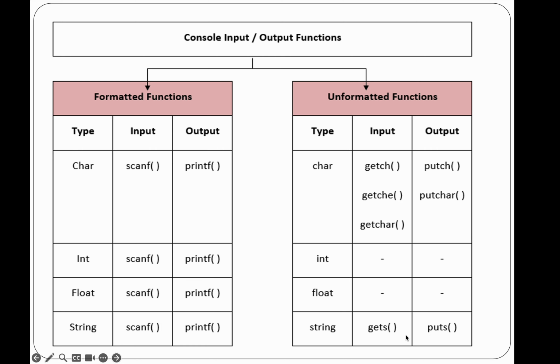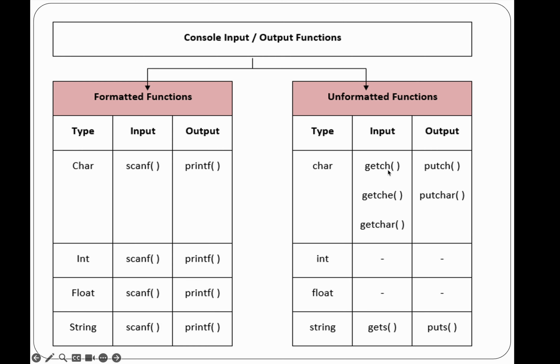Apart from that, we cannot pass an integer to an unformatted function; that is not possible. For character input there are three functions: getch, which gets the character; getche, which gets the character and echoes it, meaning I get the character and print it again; and getchar, which also gets the character. There are three different ways.